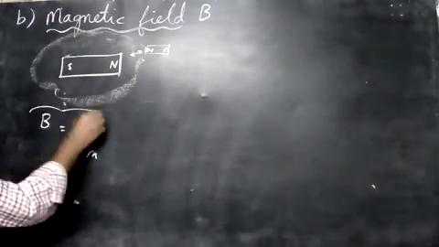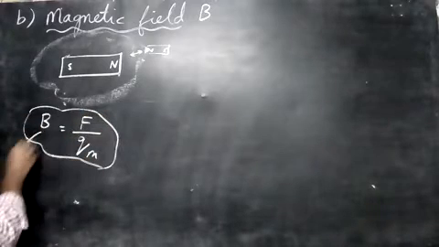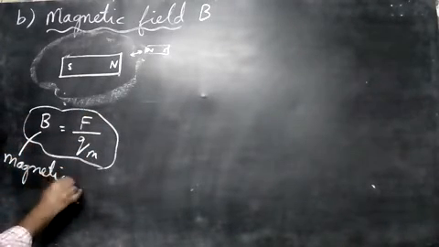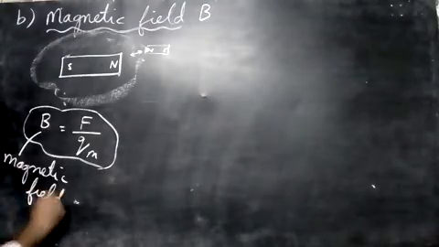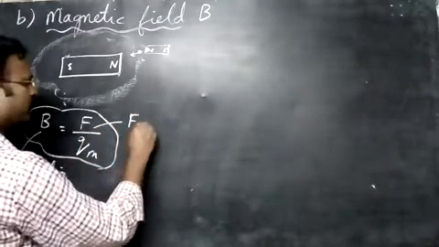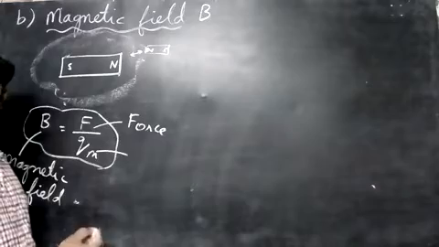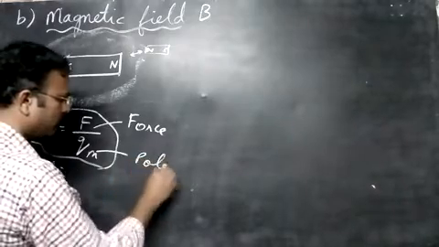Let's see the formula here. We'll write what each term means. B means the magnetic field, F means the force, and Q means the magnetic pole strength.